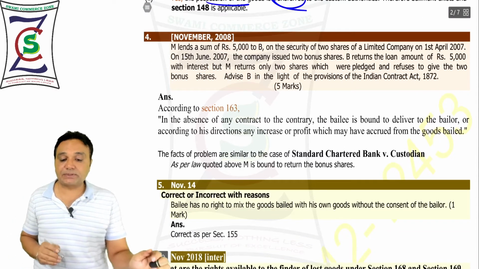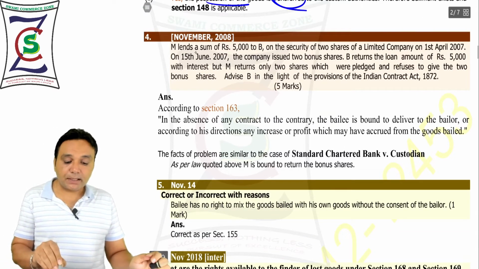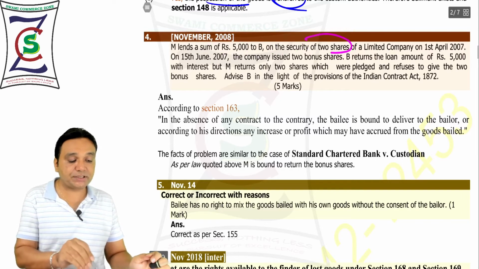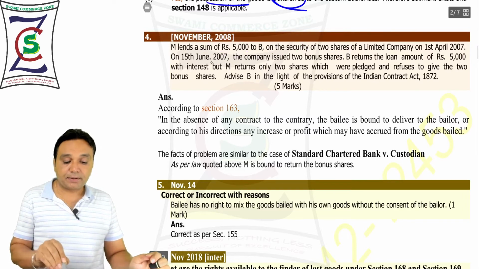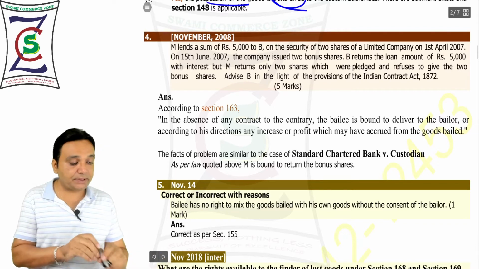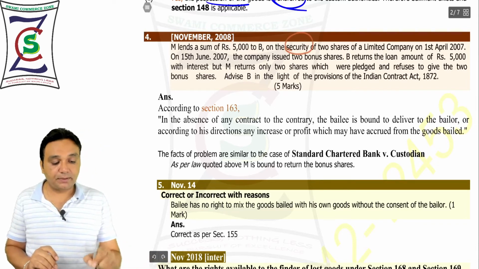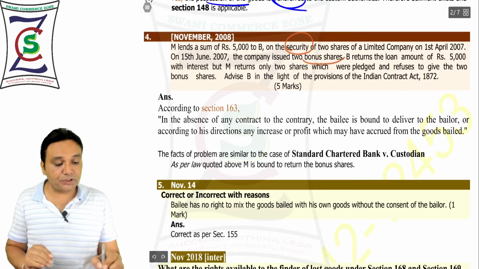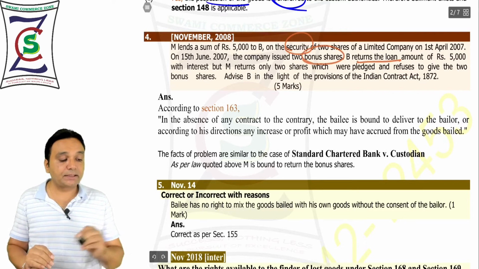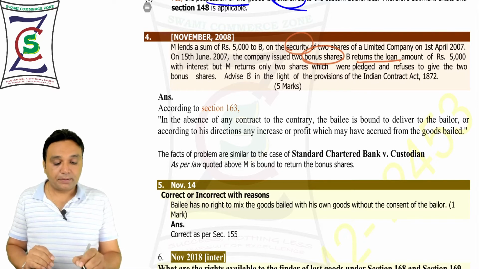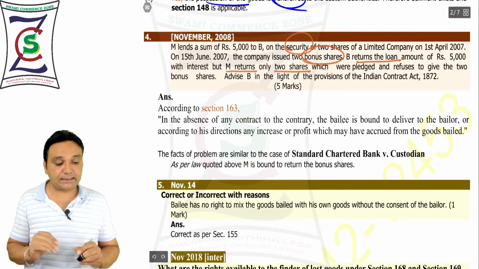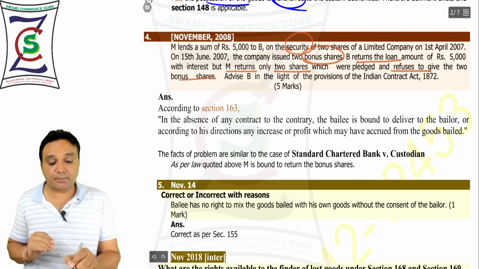Now November 2008 question. M lends a sum of rupees 5,000 to B on the security of 2 shares of a company. The company issued further. So what you have done? You have taken a loan by giving shares as security. Now the company issued bonus shares. You returned the loan amount, but the bailee returns only the original shares. They are refusing to return the bonus shares.